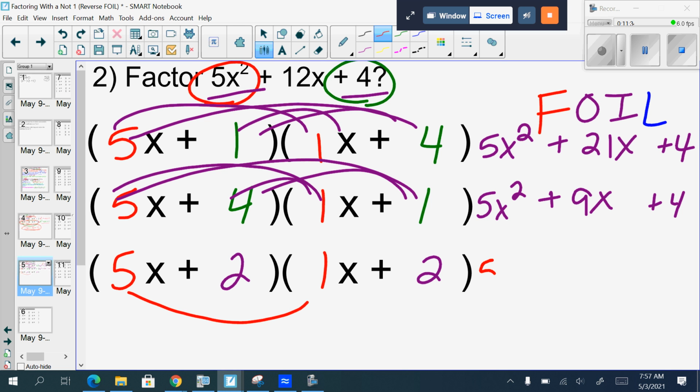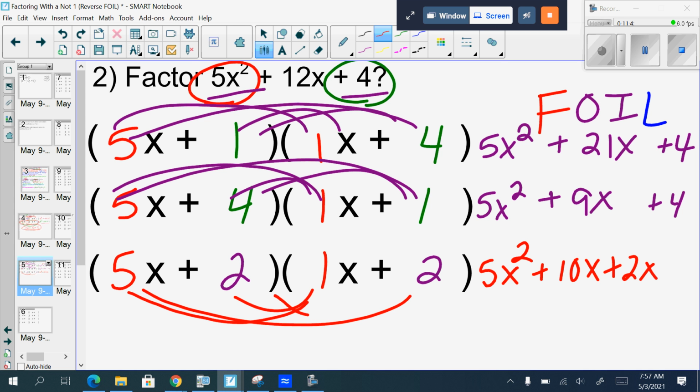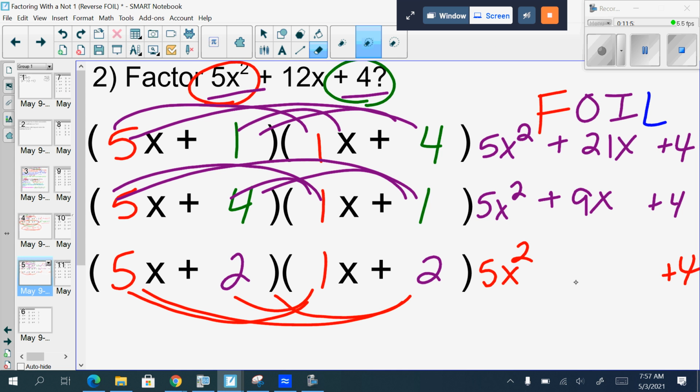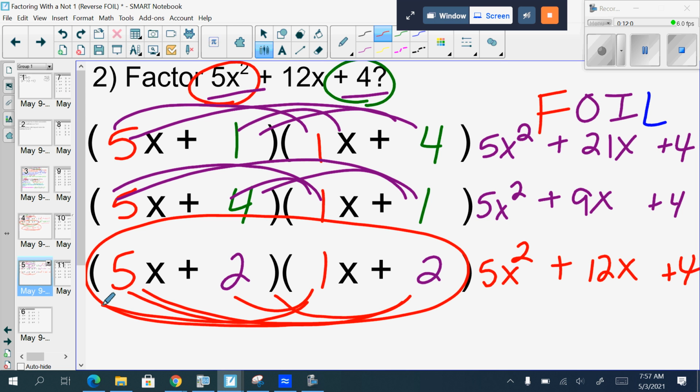5x times x is 5x squared. Outer, 5 times 2 is going to give you 10x. Inner is going to give you 2x. And last, again, we already know is going to be 4 because we set it up that way. But look at your outer and inner. 10 plus 2 is 12, which is what we wanted. So this is the combination that works. So we know that the final answer, the correct factorization, is this one because it gives us what we wanted here, okay? So, you know, that's a lot of work. Circle which one is your final answer here or rewrite it or something, okay? It's got to be 5x plus 2 and x plus 2.